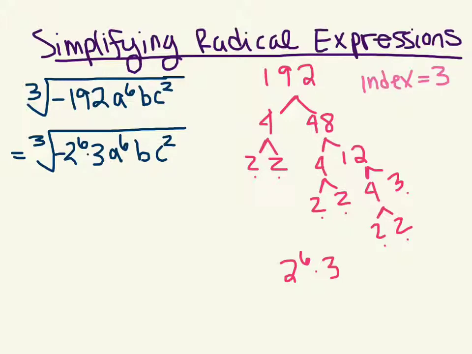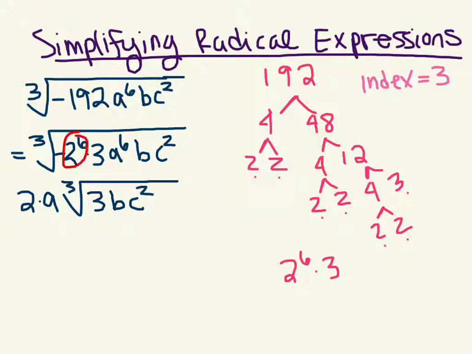So now we have 2 times a times the cubed root of 3b c squared. Again, notice that this cubed root of 2 to the 6 is 2. And the cubed root of a to the 6 is equal to a.